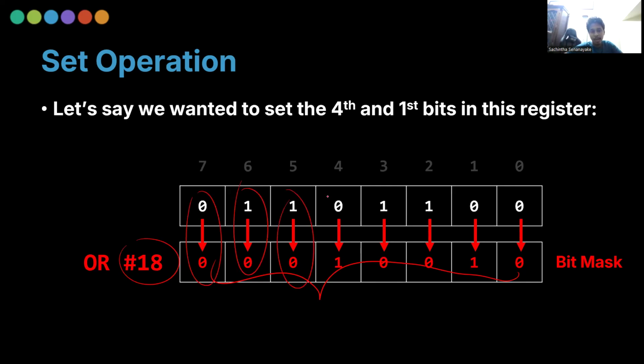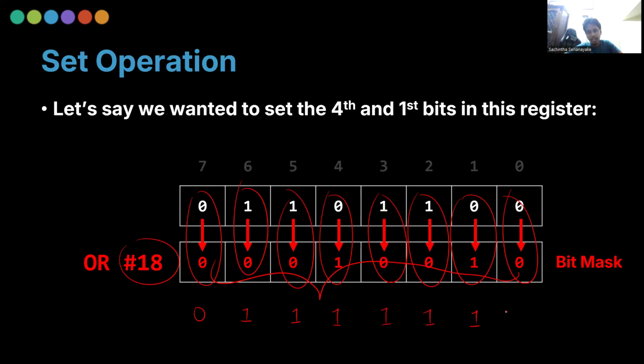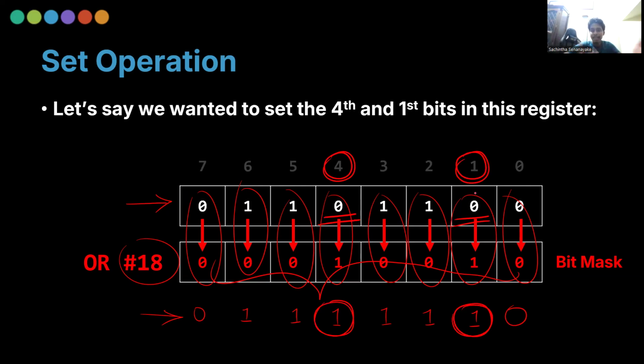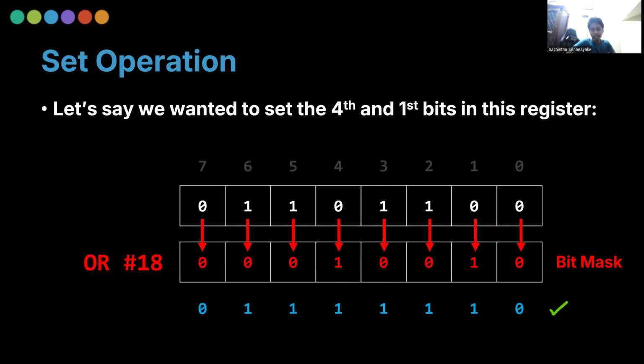And you do a bitwise OR. Perform an OR operation on each of these bits. You'll end up getting 0 or 0 is 0, 1, 1, 1, 1, 1, 1, 0. So what's special about this? You realize that this bit sequence is exactly the same as the top bit sequence, except bit number 4 and bit number 1, which were previously 0, have now become 1. Perfect. That's exactly what we wanted to do. So if you do an OR operation, you can update existing bits to a 1. So there you go. The bit mask being applied on the original register with an OR operator ends up giving us the set operation successfully, setting fourth and first bits to the intended output.